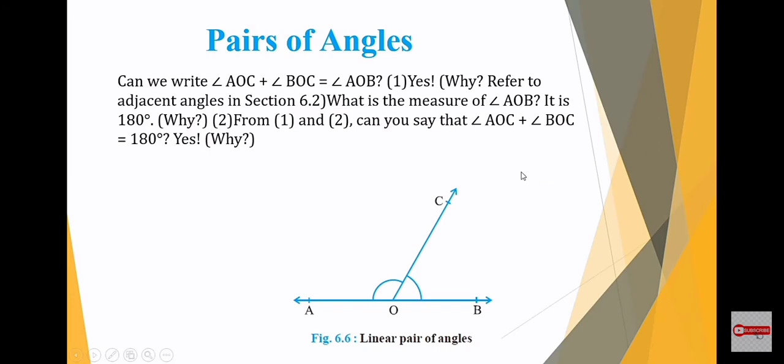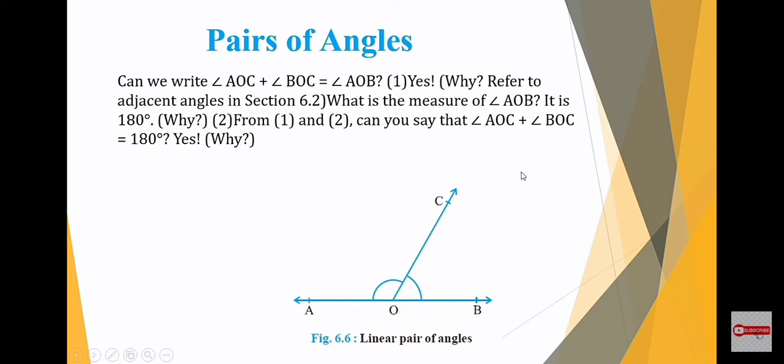So can we write angle AOC plus angle BOC is equal to angle AOB? Yes. Why? Refer to adjacent angles in section 6.2. So what is the measure of angle AOB? It is 180 degree because it is a straight angle.